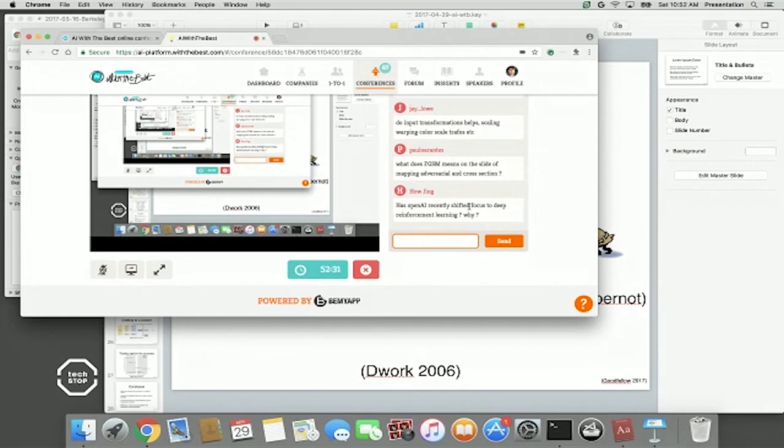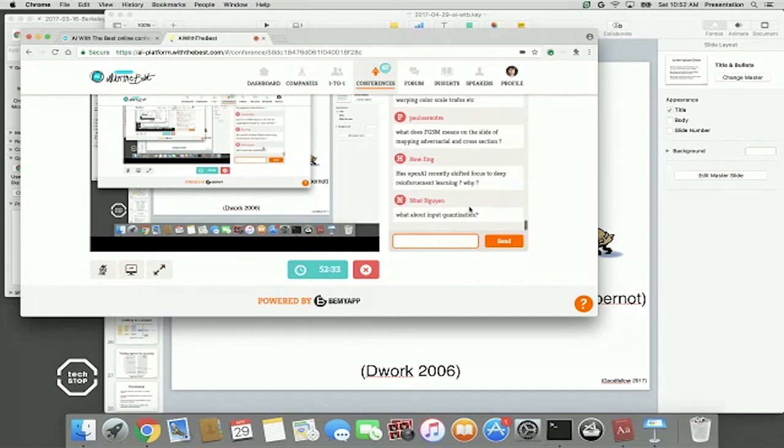Someone asks, what does FGSM mean on the slide for mapping adversarial example and cross sections? That stands for fast gradient sign method. So yeah, I'm sorry that I didn't remember to change that slide. I actually tried to remove some of the more low-level details from this presentation to make it move a little bit faster, so I can also cover differential privacy.